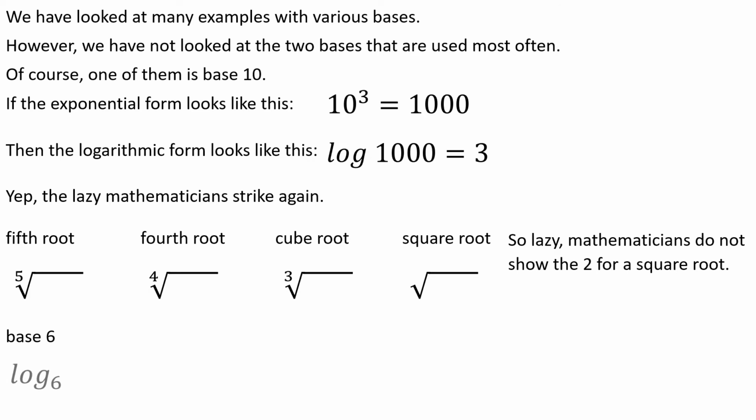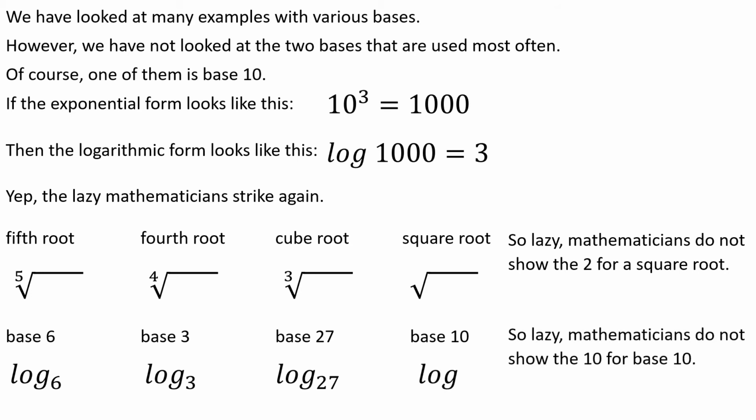Same thing with logarithms. Log base 6, log base 3, log base 27. But if it's base 10, we just write log. So just like with square root, mathematicians are so lazy, we won't put that little tiny 2 where it belongs. Same thing with logarithms. If it's base 10, we get so lazy, we don't put the 10. So if you just see log, you go, oh, that's log base 10, also known as a common logarithm.